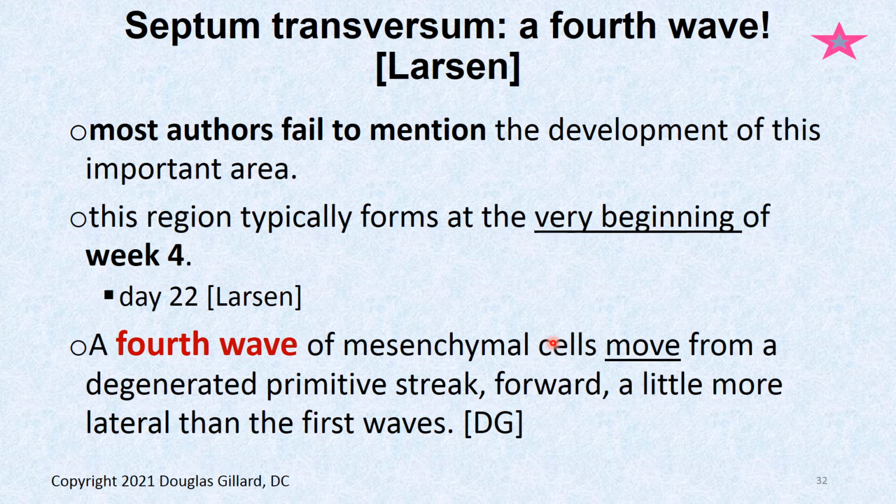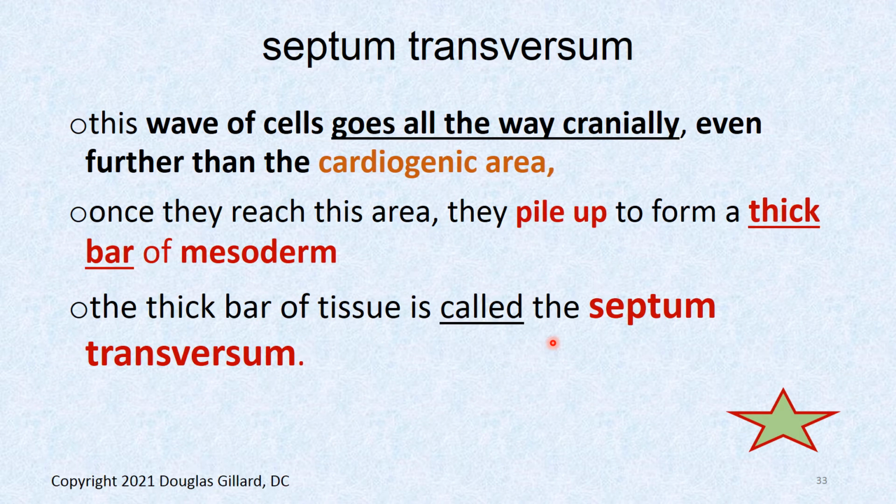Now there's a fourth wave that's going to become the diaphragm. A lot of authors fail to talk about this, but it's really important. This starts at the beginning of the 4th week, and we get a fourth wave of cells that migrate through the primitive streak. They stay even a little bit further lateral, but they go way cranial, past everything. These go the furthest cranial.